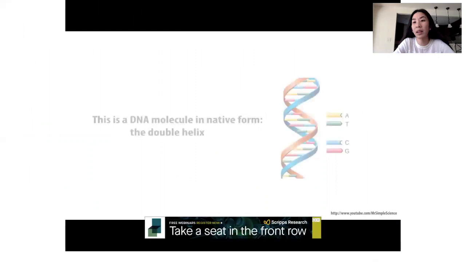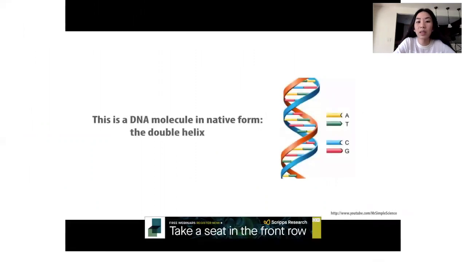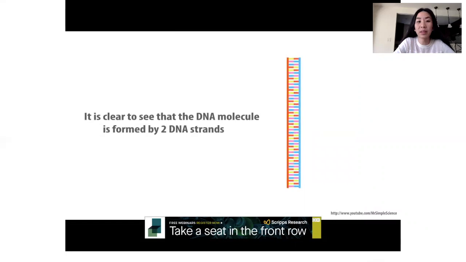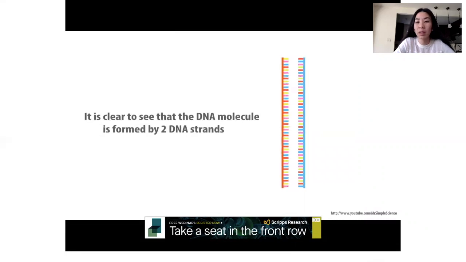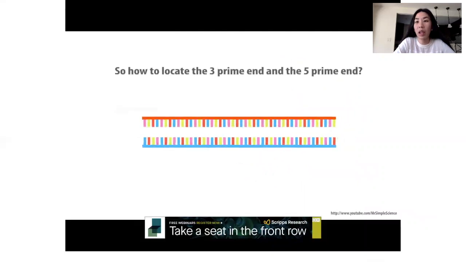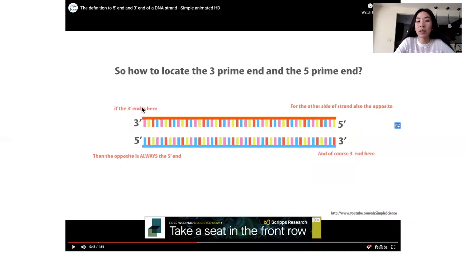I'm going to narrate, I think it's just slides. So in the double helix form, when it untwists or unfolds, you can actually label the ends. Double-stranded, double helix. I'm going to pause right here real quick. One thing to note is it's always going to be opposites for each strand. So if there's a 3' on one, that side of the other strand is going to be a 5'.